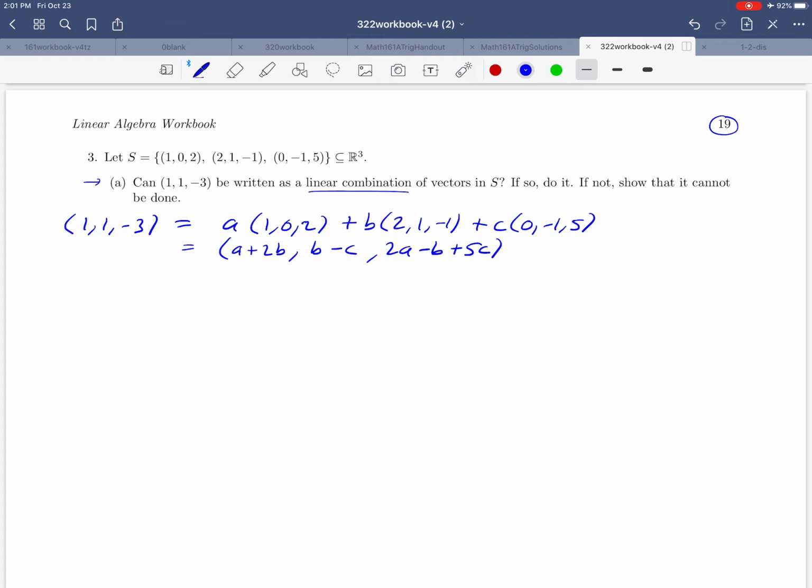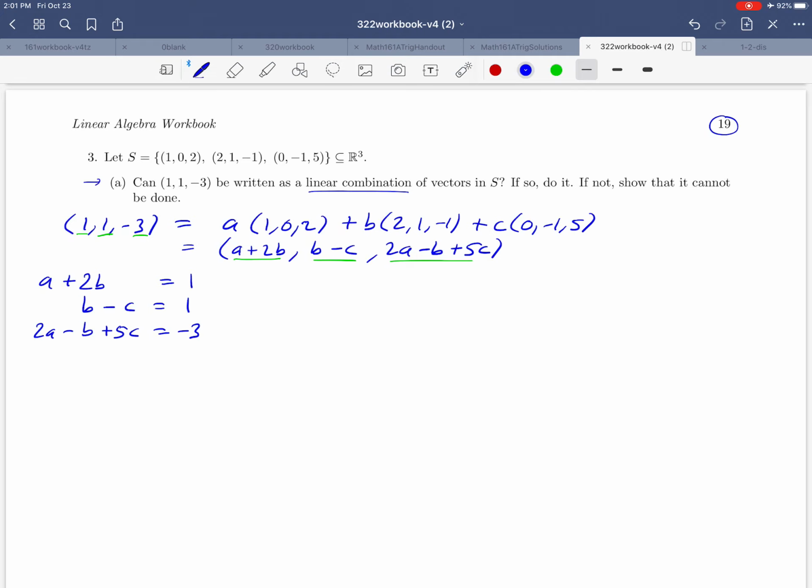Okay, and as before, in the previous example that we did, that leads to a system of equations, where first of all the first coordinates have to match each other. So a plus 2b equals 1. And then the second coordinates have to match each other. B minus c equals 1. And then finally the third coordinates, negative 3 has to equal 2a minus b plus 5c. So there's the system of equations that we're trying to solve. We're asking, does that have a solution, or maybe does it have no solution?